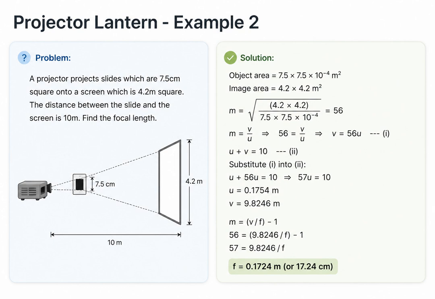Substituting v, we get 57u equals 10, so u is 0.1754 meters and v is 9.8246 meters. Finally, using the formula m equals v over f minus 1, we plug in 56 for m and 9.8246 for v. Solving for f gives a focal length of 0.1724 meters or 17.24 centimeters.